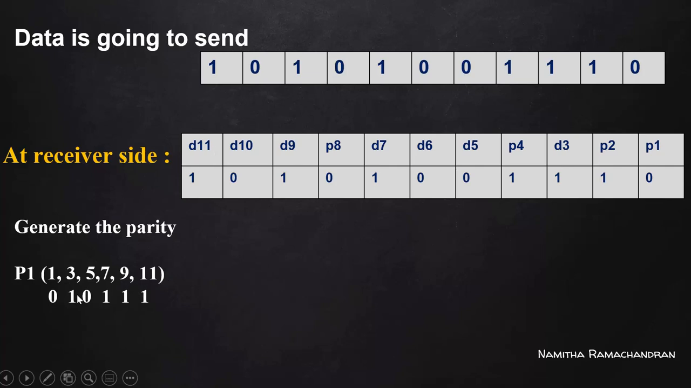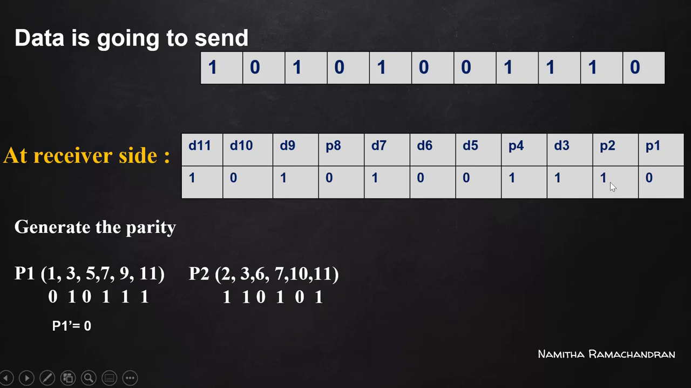Now count the number of ones present here. 1 plus 1 plus 1 plus 1, total 4 ones, which means an even number of ones. So we can set a value of 0, because there is an even number of ones in these positions. So this P1 dash is set as 0. Similarly for this P2, consider the next case.